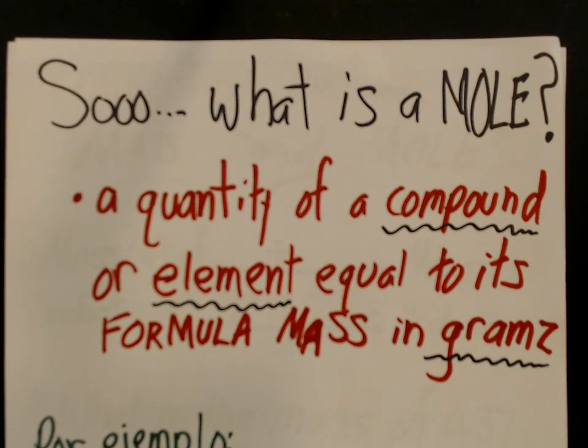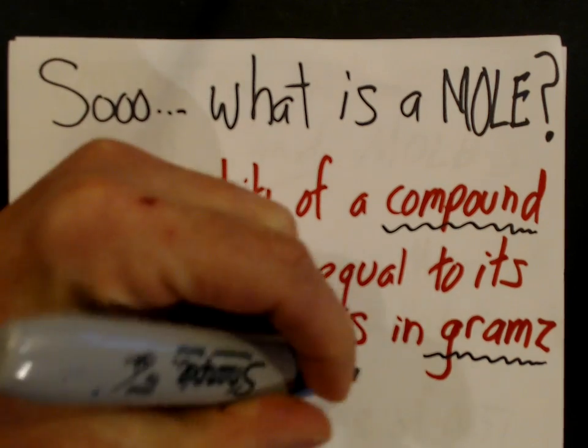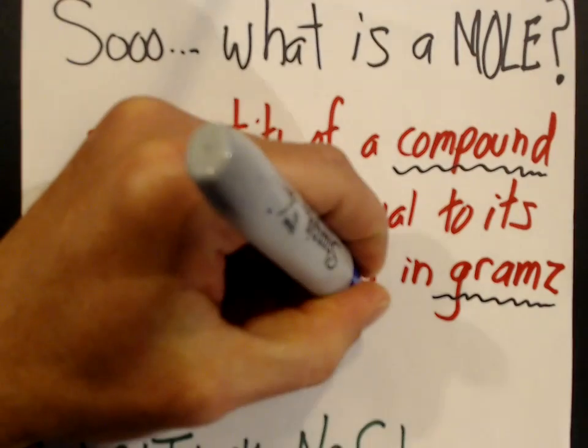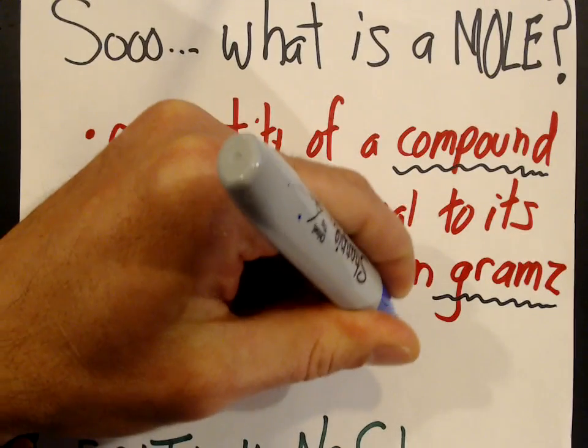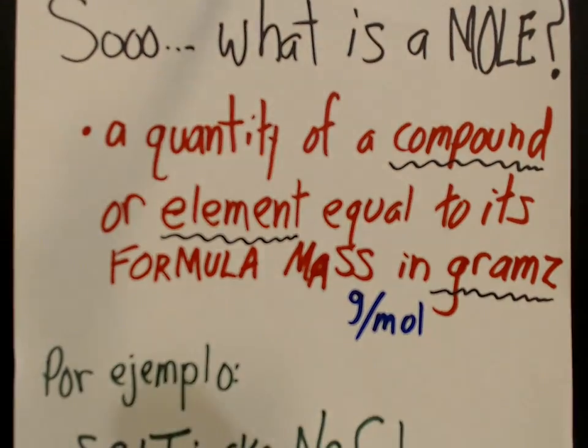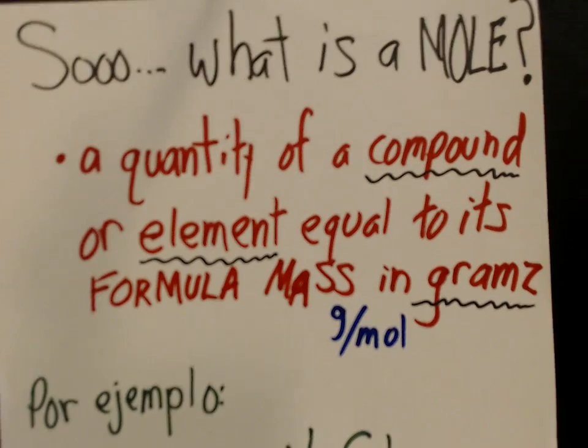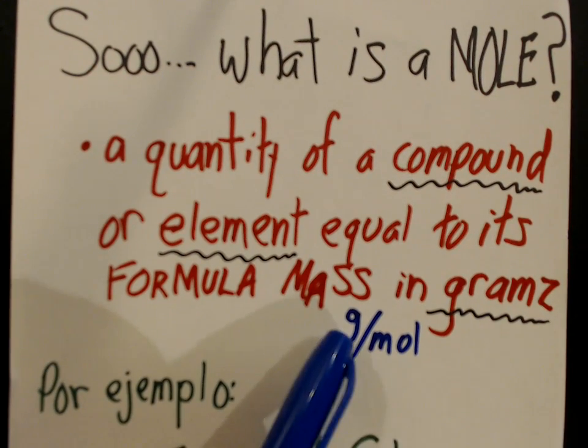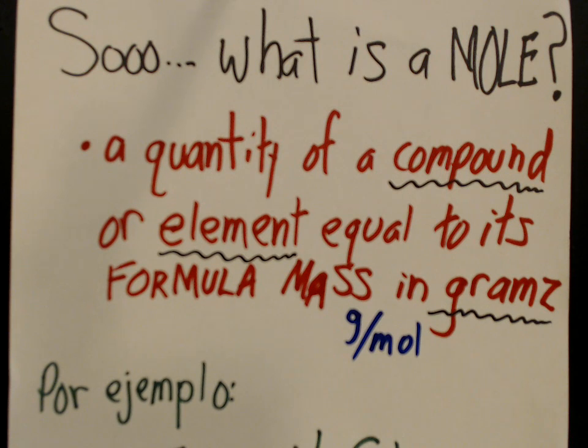Last week, or maybe it was the week before, we learned how to calculate the formula mass. And formula mass we expressed with a unit that looked like this. Hold on, I don't want to bleed onto the other page. Formula masses were in grams per mole. Well, there's a reason for that. It's because the formula mass is the number of grams in 1 mole of a substance. 1 mole of a substance has a mass equal to the formula mass of that substance.